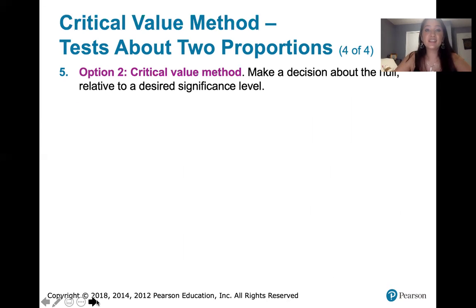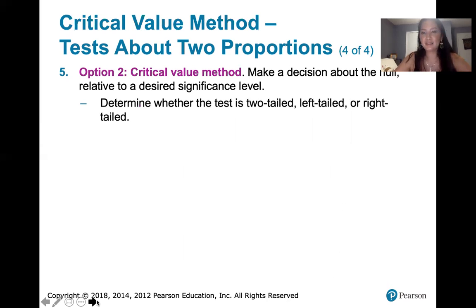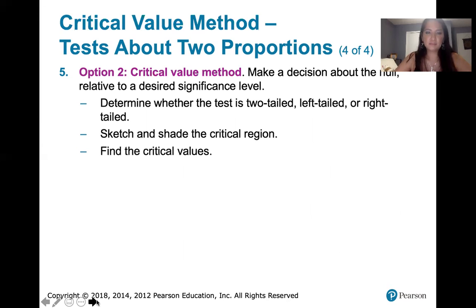Critical value method starts in the same way. We need to decide whether we have a two-tailed test, a left-tailed test, or a right-tailed test. Now, once we decide that, we want to sketch and shade the critical region, which involves finding critical values. So if you've got a significance level of a certain amount, you are going to find the critical value associated with having that area equal to alpha, either in the left tail or the right tail, if it's a left-tailed or right-tailed test, or split into the two tails if it's a two-tailed test. And you'll find the corresponding critical values there.